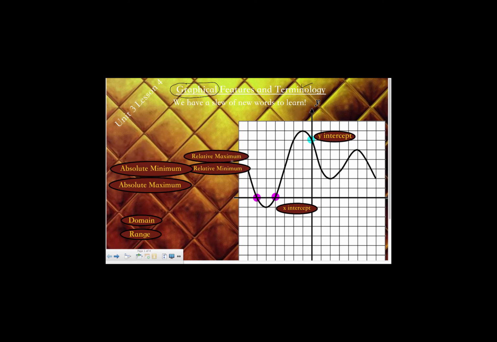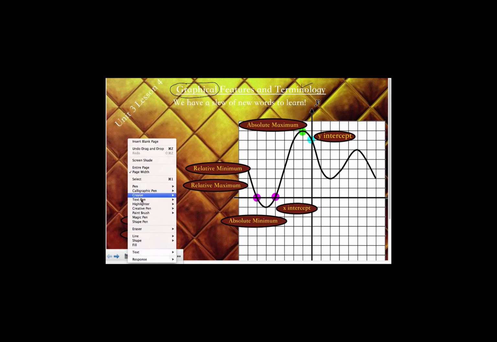Now, we're going to leave domain and range to last. We have these other words up here. Relative minimum, absolute minimum, relative maximum, absolute maximum. Well, I'm going to go with the absolute maximum first. Have you ever had somebody tell you, absolutely not? That means no matter what, it's absolutely not going to happen. Well, an absolute maximum is exactly what it means. It's absolutely, no questions asked, the highest point of the graph.